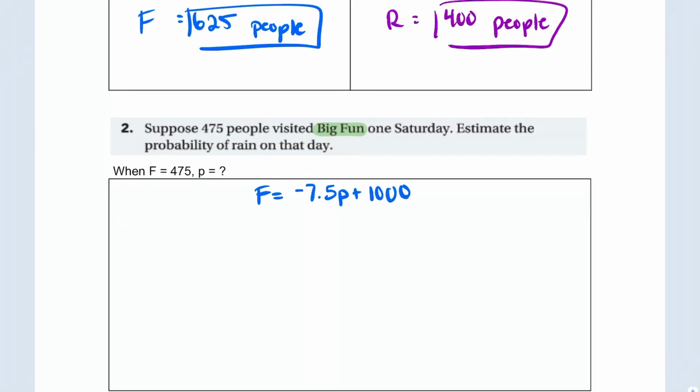Now, they give me F, so I'm going to plug in that value for F here, and then I must solve for P. So now my equation looks like this. 475 equals negative 7.5P plus 1,000. Now your job is to solve for P. So go ahead and pause the video here and solve for P. Isolate the variable, please.